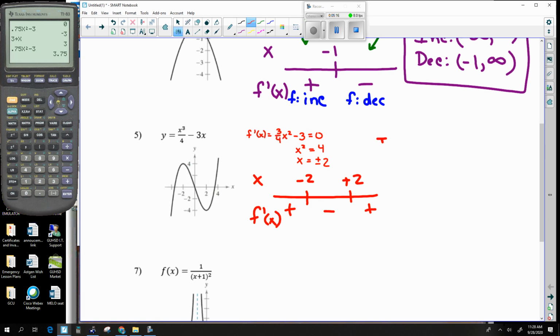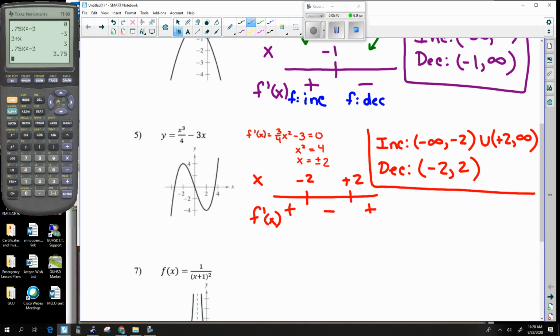What that is telling me is that this graph is increasing from negative infinity to negative 2, and also from positive 2 to infinity. It is decreasing from negative 2 to 2. And if you take a look at the picture, that is absolutely true. So it's increasing from negative infinity to negative 2, and also 2 to infinity. It's decreasing from negative 2 to 2.